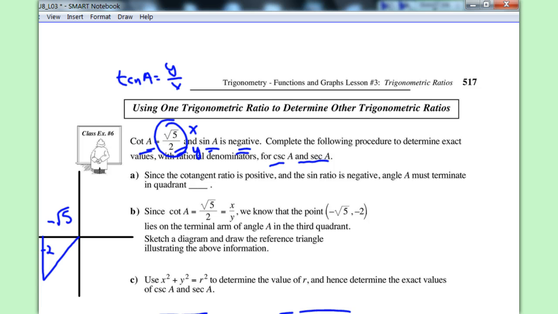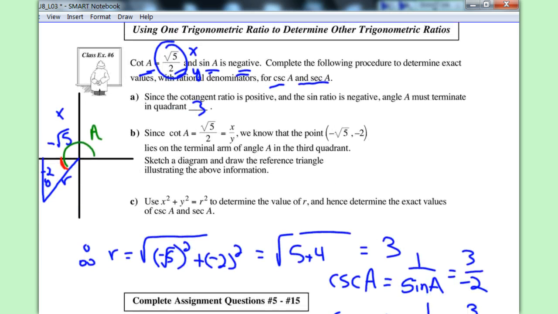So it must terminate in quadrant number 3. So just a little reminder, we're drawing the diagram for B. This is the angle A that they're talking about. When we talk about the reference angle, that's this angle right here. So my reference angle's there. Angle A goes all the way around. This is my x side, this is my y side, and there's my r that I'm looking for. And now we complete that in number C, and r ends up being equal to 3.